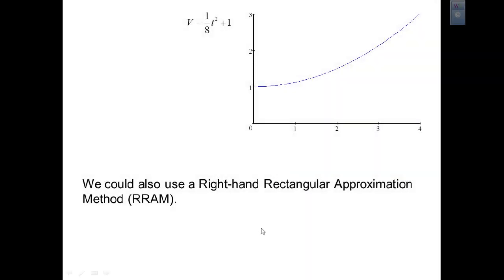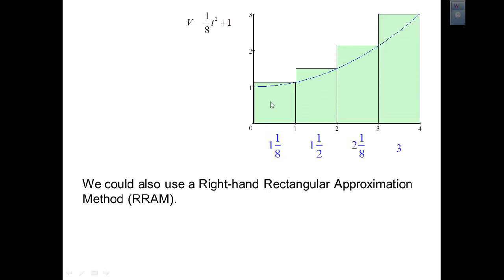All right, now we could also use what's called a right-hand rectangular approximation method. I know this is going to be difficult, but instead of using the left-hand side, we're going to use the right-hand side. So for the interval from 0 to 1, we're going to use 1 as the height instead of 0 to find the height. So we would plug in 1 and we get 1 1/8. And the 1 1/8 here would be the height times the 1 would be our area of 1 1/8.